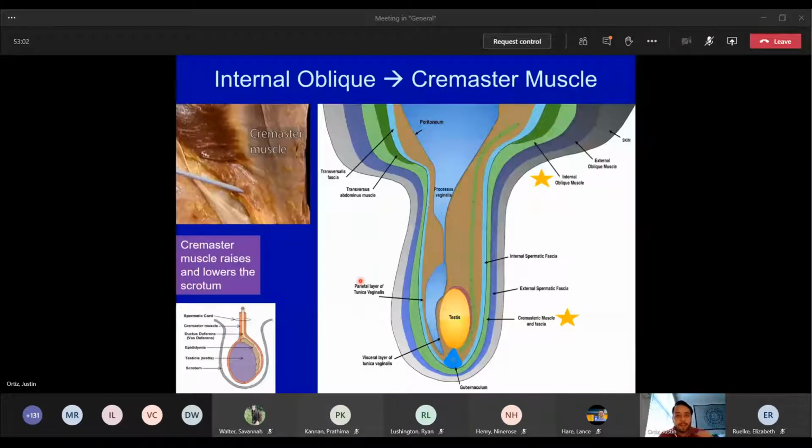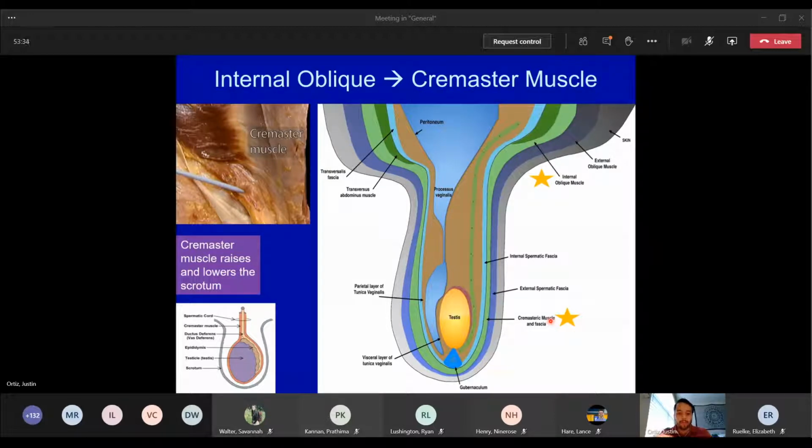So right here, we have internal oblique turning into the cremaster muscle, right? We already talked about the external oblique turning into the external spermatic fascia. That's the most superficial portion. If we go deep to that, it's going to be internal oblique turning into the cremaster muscle. If we follow this light green, the internal oblique going down into the scrotum, now we see it's called something different. It's called the cremaster muscle and fascia. So when the internal oblique goes into the scrotum, it's called the cremaster muscle.